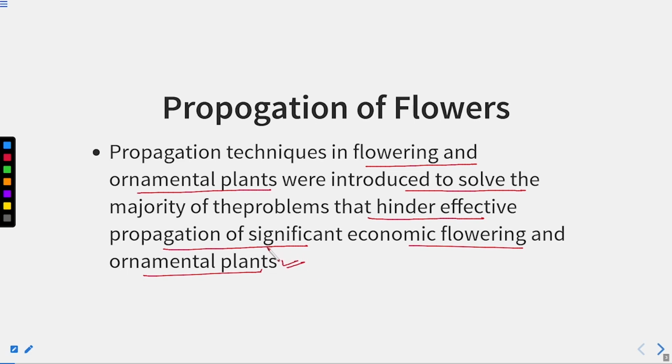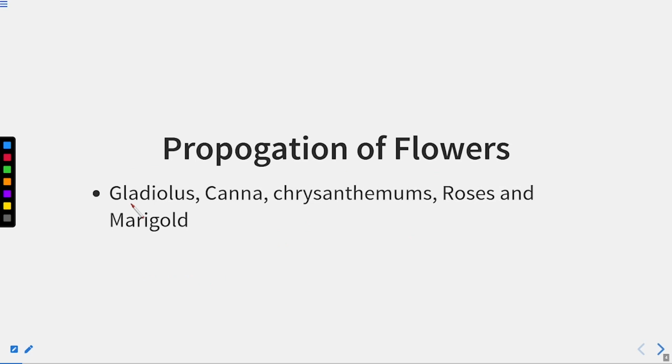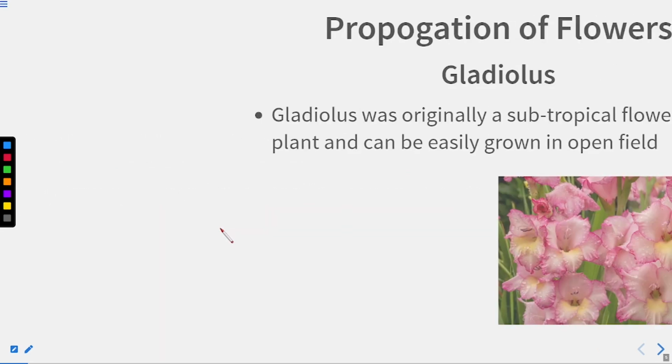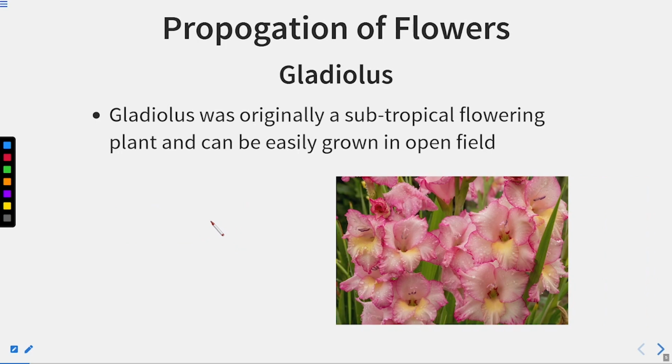So we require flowering plants, especially economic flowering plants and ornamental plants, in great numbers. To have such a number, we have to propagate those flowering plants. Some of the flowers that we propagate are gladiolus, canna, chrysanthemum, roses and marigold. These are some of the flowers that we propagate, right?